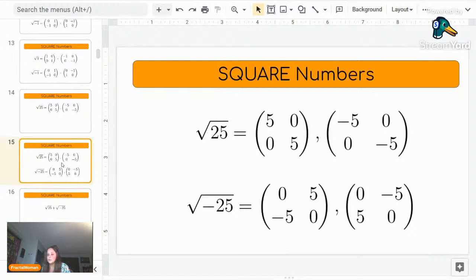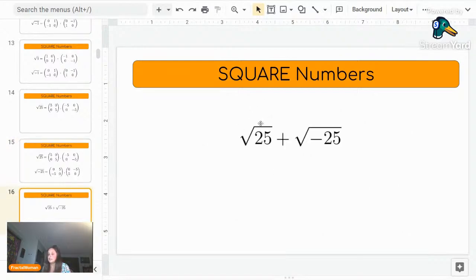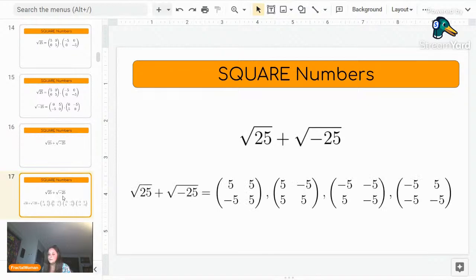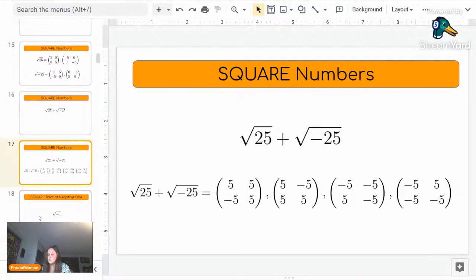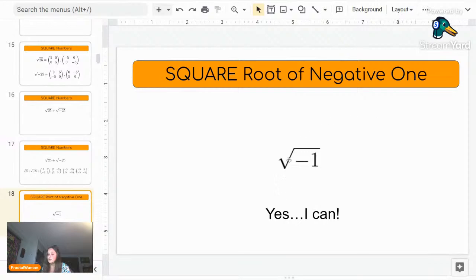These are complex numbers. So now I can take, say, 25. I can actually add the square root of 25 plus the square root of -25. I can add them, and you get 4 solutions. You get 4 2x2 matrices, and that's the only way you can add the square root of 25 plus the square root of -25: to have two-dimensional numbers. So when someone asks you whether you can take the square root of -1, you can say, yes, I can.